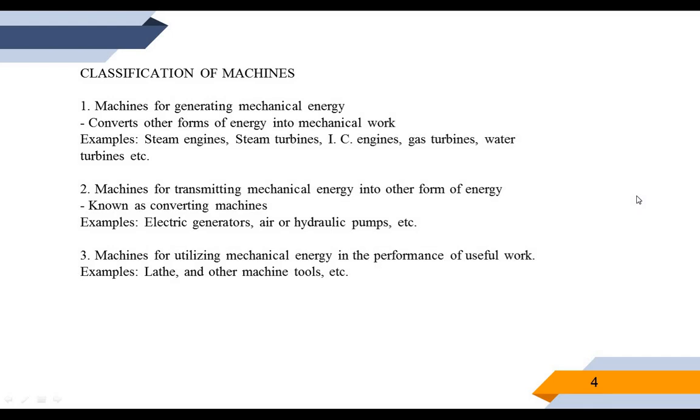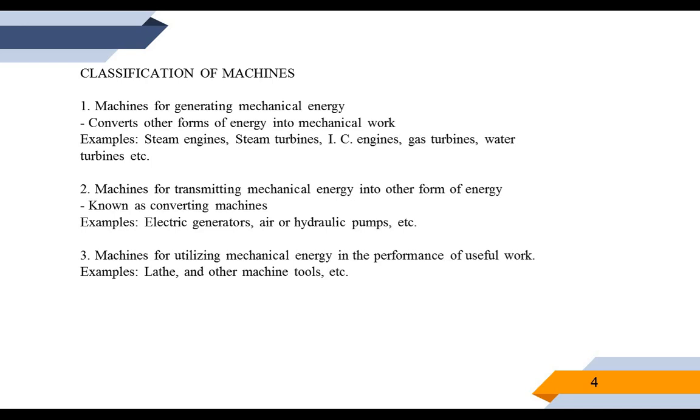So there are different types of machine, that is classification of machine. Machines for generating mechanical energy, we use that machine. If we use the machine for generating mechanical energy, that means it converts other forms of energy into mechanical work, like steam engines, steam turbines, IC engine, gas turbine, okay? And there is another type, that is machines for transmitting mechanical energy into other forms of energy, known as converting machines. So converting machines like electric generators, air or hydraulic pumps are known as converting machines.